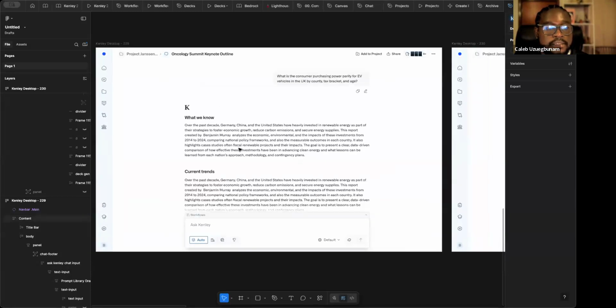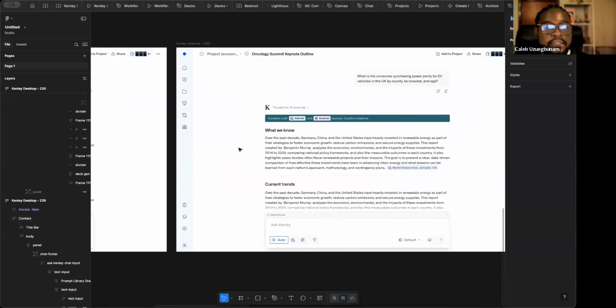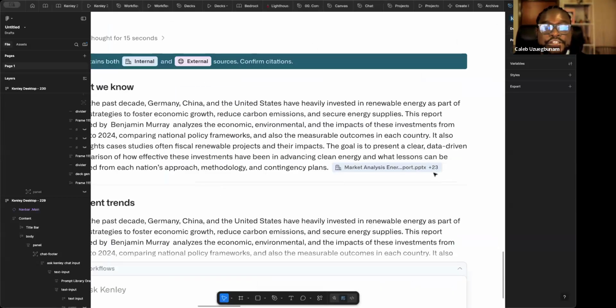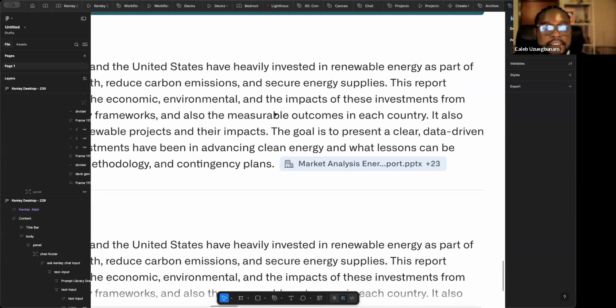So please take a look at this version, which says this answer contains both internal and external sources. So it tells you that some of this information has been pulled from your company's information, but some of it has also been pulled from a web search or ResearchGate search. And it's all part of this answer. Please take a look at it and confirm your citations. For each sentence, or paragraph in this case, there is a citation stop that tells you what document this paragraph or sentence has been pulled from and how many other resources or documents are being referenced here.